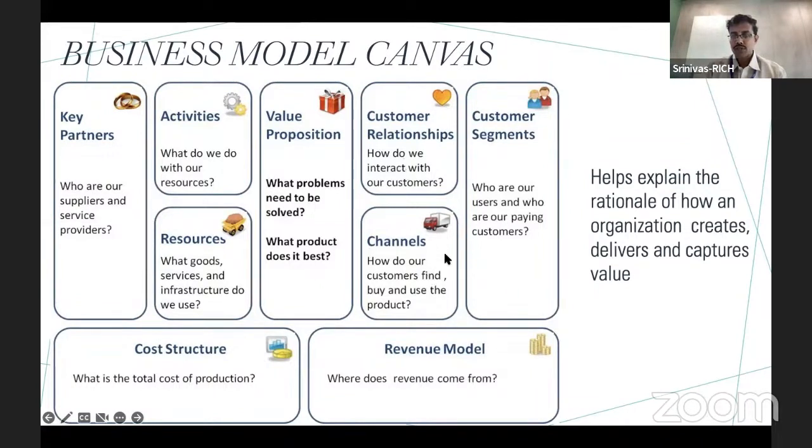So what channels do you use to offer better value to the consumer? How are you going to sustain those relationships with the consumer? What consumer segments are you targeting? So, very clearly mapping how your organization creates and delivers value to the consumers, and eventually, in doing so, earns revenue to meet the cost objectives.